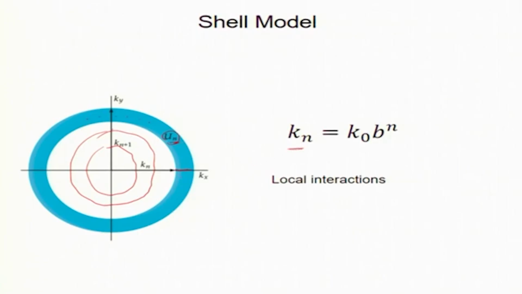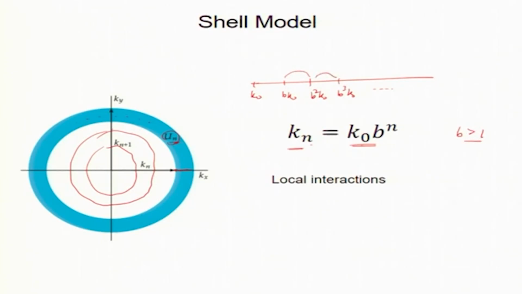Second, the wave numbers of the shells. The shell radius basically specifies the k, which goes as a power law. So k_n is k_0 b to the power n. The first radius is k_0. So I can draw this here. k_0, next is k_1, which is b times k_0, then b squared k_0, b cubed k_0, like this. It is linear in log space, but if you look at the real linear scale, this gap will be bigger. b is greater than 1. So this gap will keep increasing.